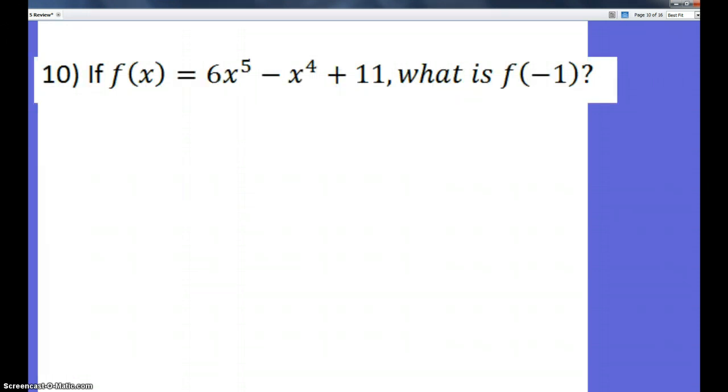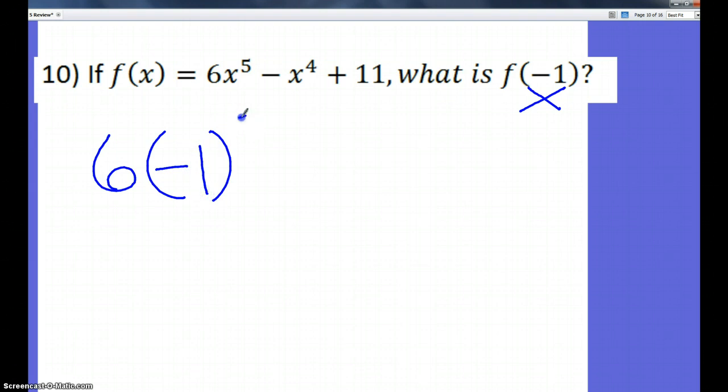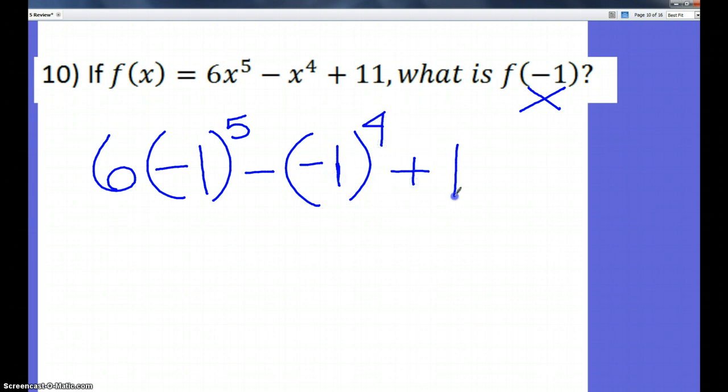This one, it says, what is f of negative 1? The negative 1, again, is your input. Input is what you plug in. So you've got 6. We're going to plug in negative 1 to the 5th, minus, plug in negative 1 to the 4th, plus 11. Yes, you can do this on your calculator, but I'm going to do it in my head. Negative 1 times negative 1 times negative 1 times negative 1 times negative 1 all makes negative 1.